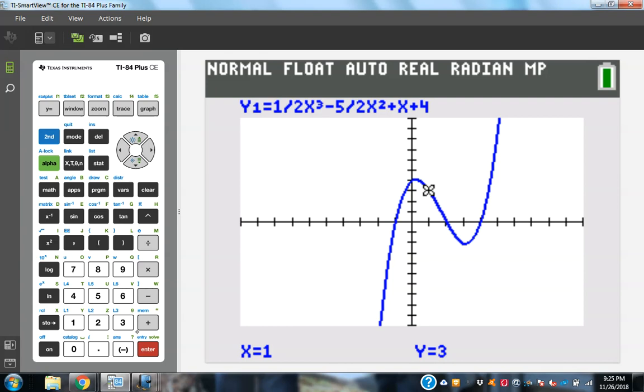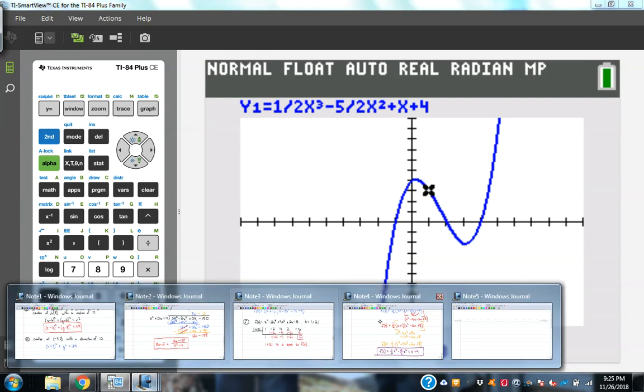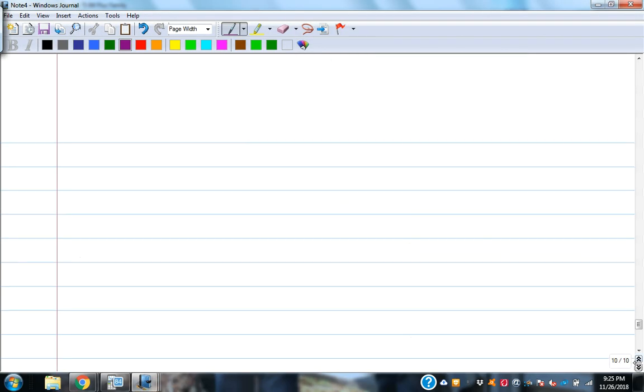All right, let's do this. Here are our zeros. -2 with the multiplicity.